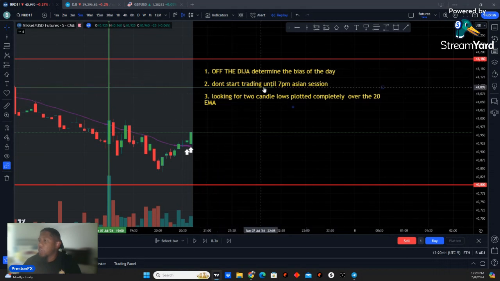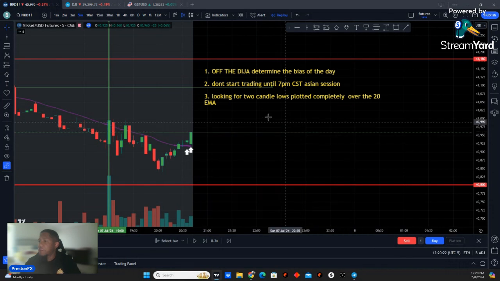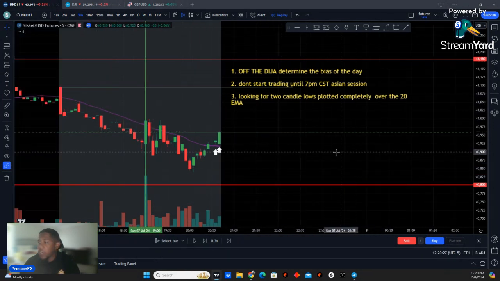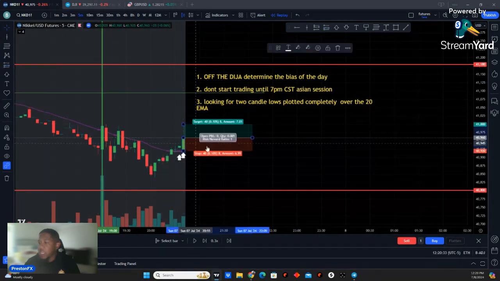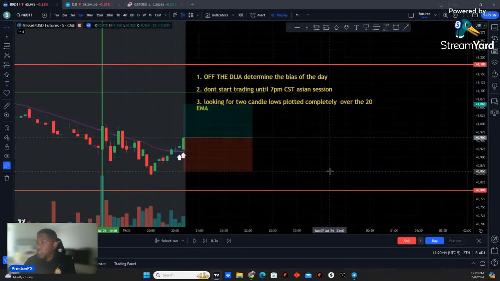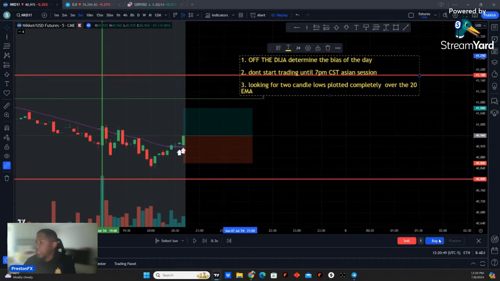All right. Don't start trading until 7 p.m. Asian session. Now, 7 p.m. Asian session for me, that is for me only. You have to determine what time that is for you, but that's CST time for me. Looking for 2 candle lows plotted completely over the 20 EMA. So if you look right here, 2 candle lows plotted, and we're going for 20 ticks. Oops, not 200. 20 ticks.